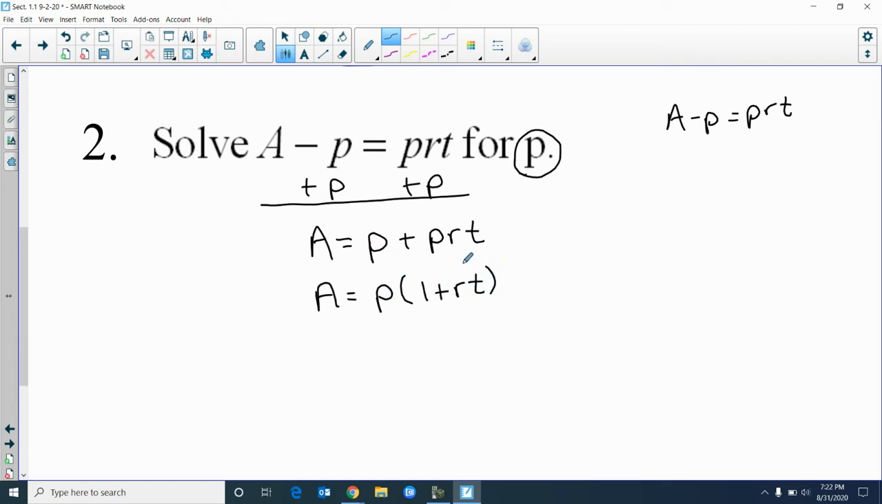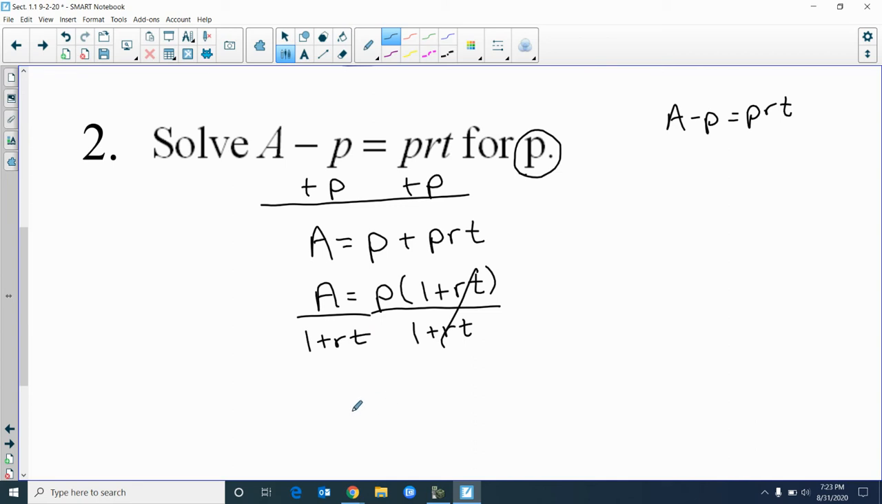Don't forget, if you distribute it back in, you got to get the original one. That is how you take it from, in this case, two terms, the p occurs in two terms, to where it occurs only one time. Get everything with the variable on one side, factor it out. Now you divide by whatever's in parentheses.